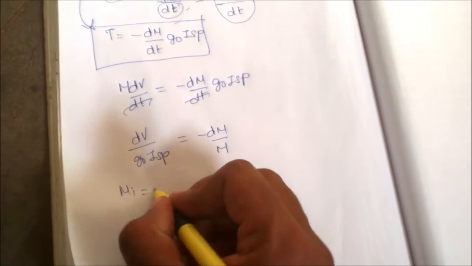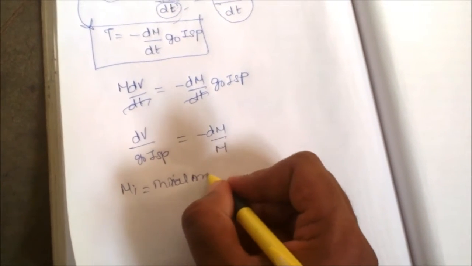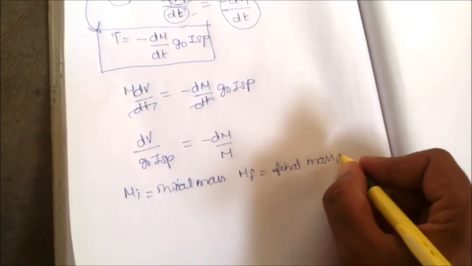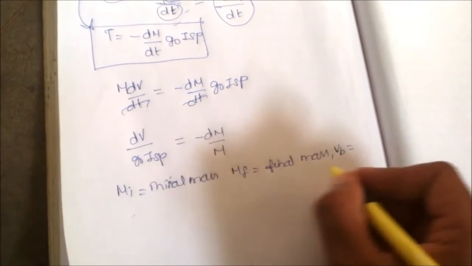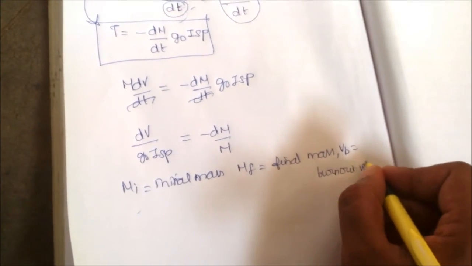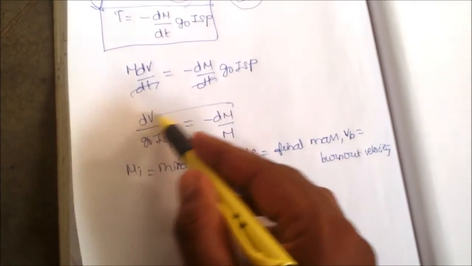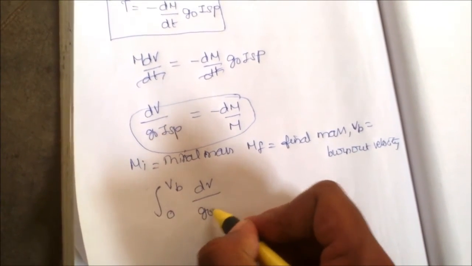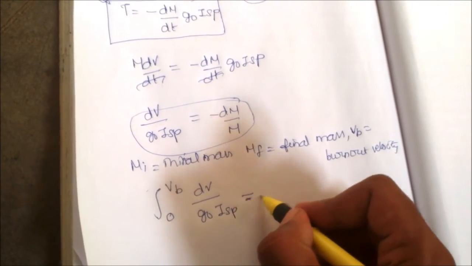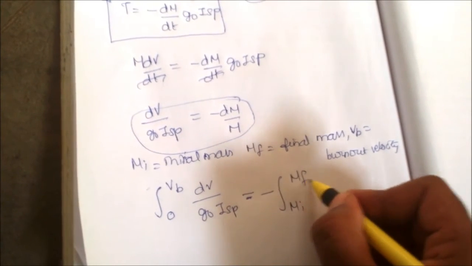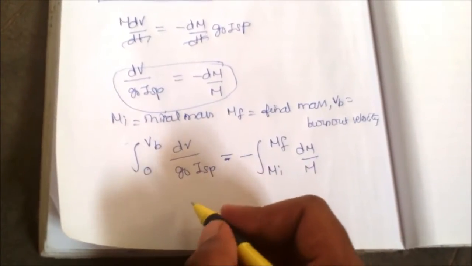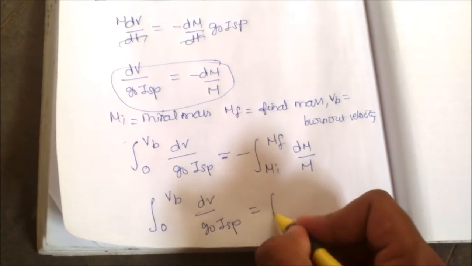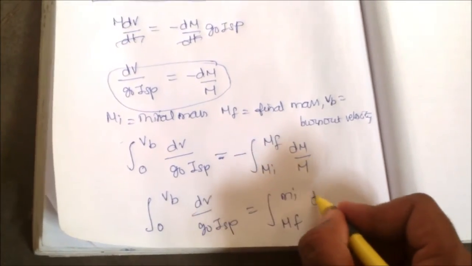So take mi as initial mass, mf as final mass, and vb as burnout velocity. Then integrate this term. Integrate with respect to 0 to vb dv by g naught ISP equal to minus integral mi to mf dm by m. Integral 0 to vb dv by g naught ISP can be written as integral mf to mi dm by m.